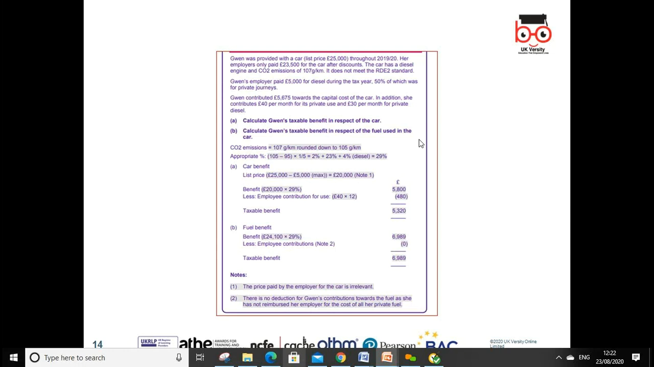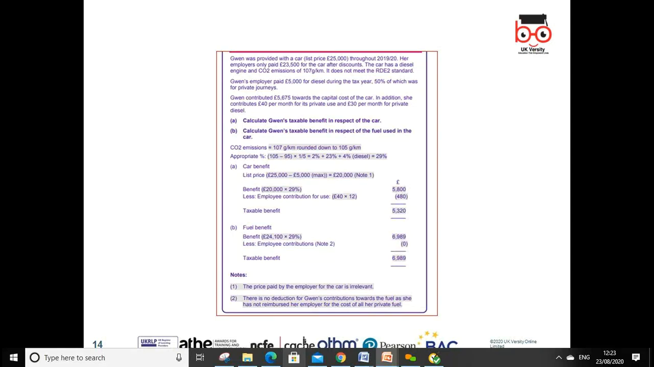So we look here in this question, we've been given the CO2 of the car. The employer's listed price of the car was 25,000 throughout the year. Her employer only paid 23,500. The car is a diesel, so that will be the diesel rate, and RDE2 is the standard for diesel, and the employer paid 5,000 toward the diesel, and 50% is private use. So we need to calculate the 50%, and we need to look at the 107 grams. Yes, rounded down to 105, and 105.95 minus 105 divided by 5, and 2% plus 23%, and plus diesel 4, so 29%.